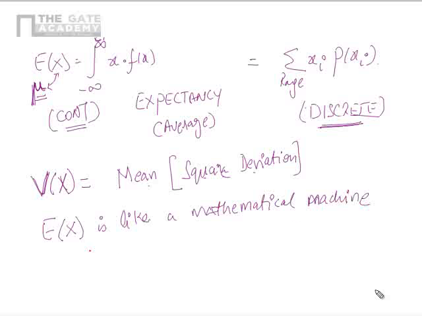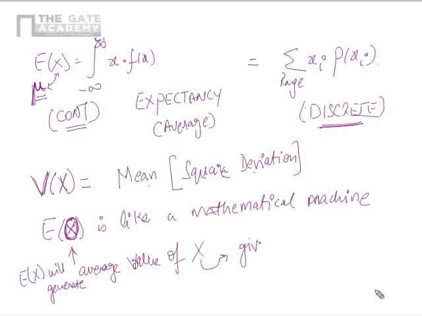Whatever I am going to feed here, it is going to give the average value. E of x will generate the average value of x. And what is x? X is what is given to the machine called E. If you feel it hard to understand, take it this way: your E is a mathematical machine. That's what I am trying to say.